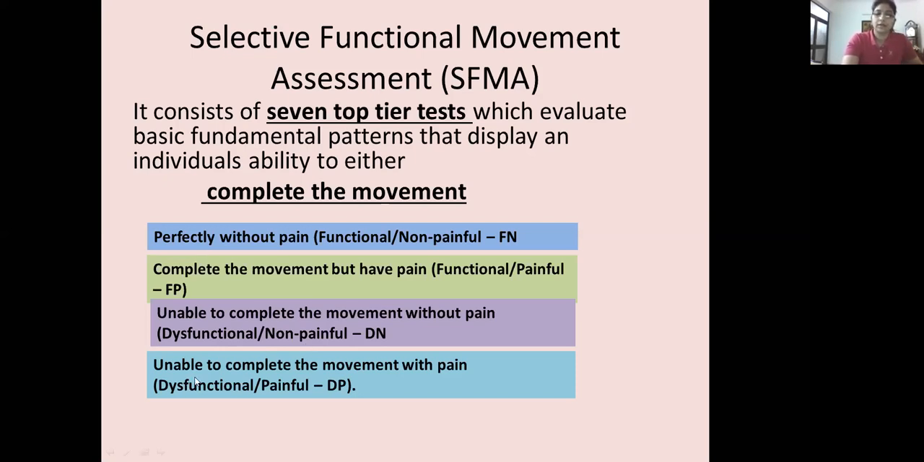Next is unable to complete the movement with pain, dysfunctional and painful. So patients always come in this category. They cannot do the movement and pain is also there. So in this category we have all the categories.